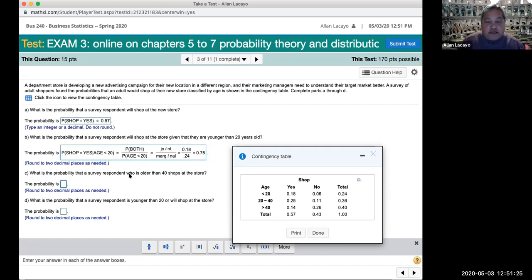What is the probability that a survey respondent who is older than 40 shops at the store? So this is the probability that shop equals yes, and age is over 40.